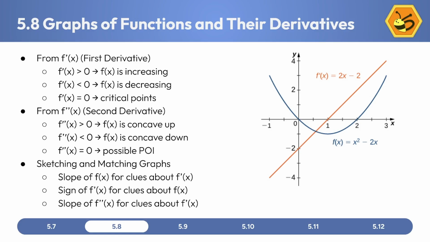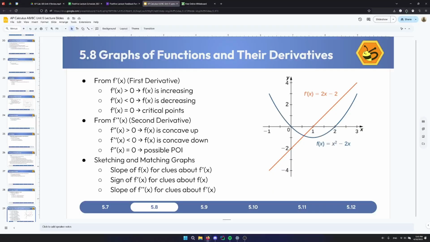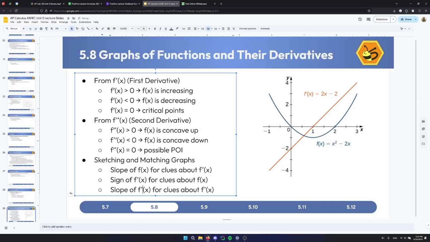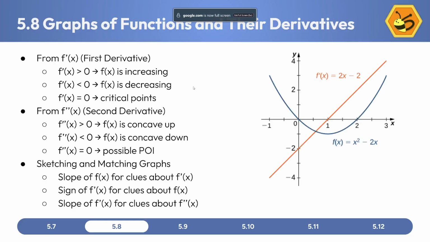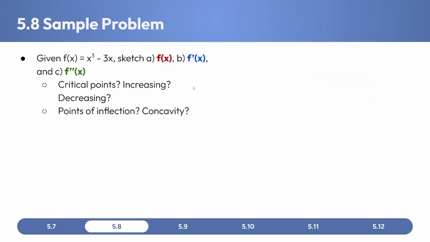And then if we know the slope of our f double prime of x, actually I think that should be the other way around. If we know the slope of f prime of x, that gives us clues about our second derivative. Yeah, I believe that's the other way, unless I'm thinking something wrong. Okay, so just some general strategies and ways of thinking.